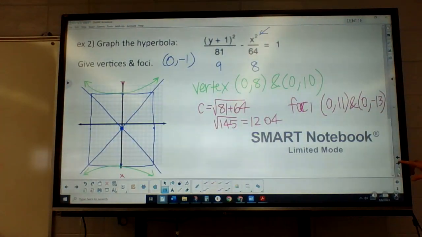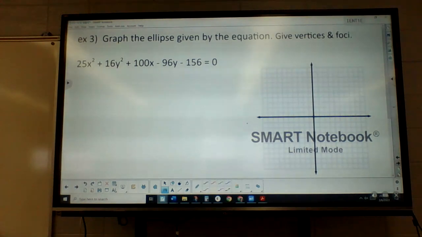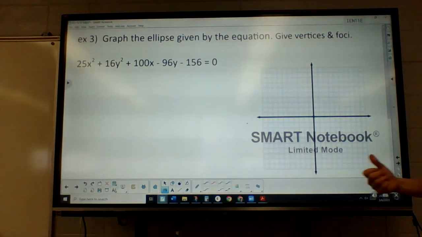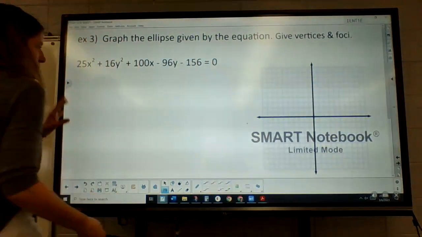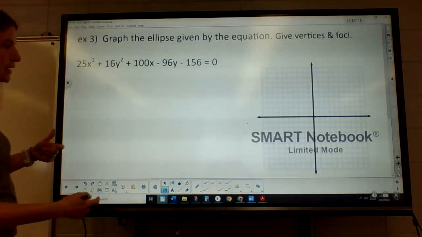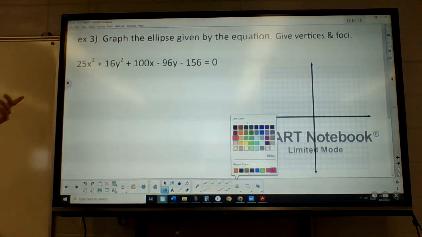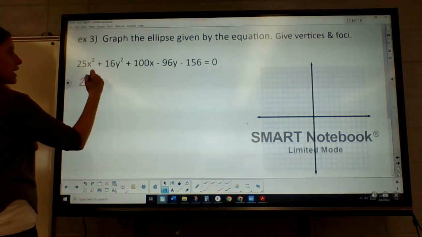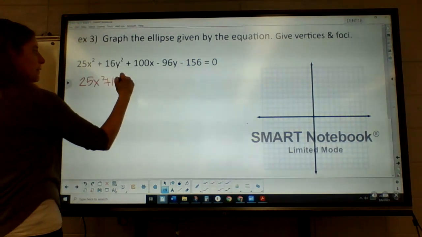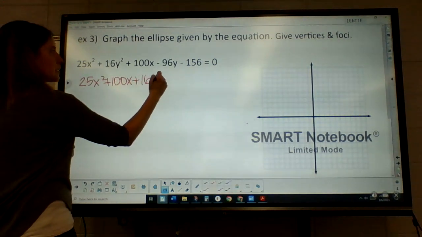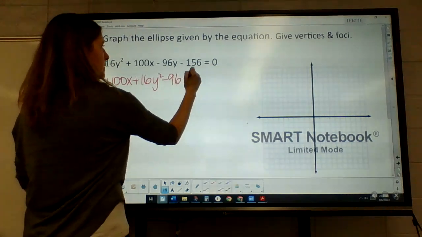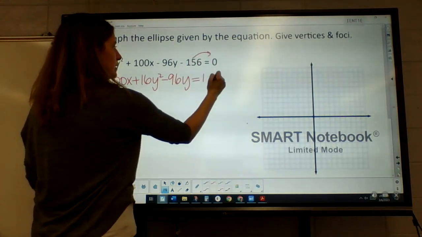So again, right now I'm still telling you it's going to be an ellipse. The problem says it's going to be an ellipse, so you don't have to determine that. Now ellipse is positive versus hyperbola being negative, so I don't have to worry about that negative sign there. So I'm just going to organize things again. Move that 156 over.